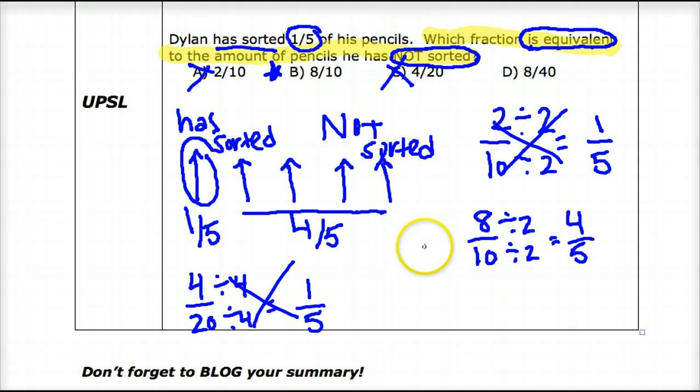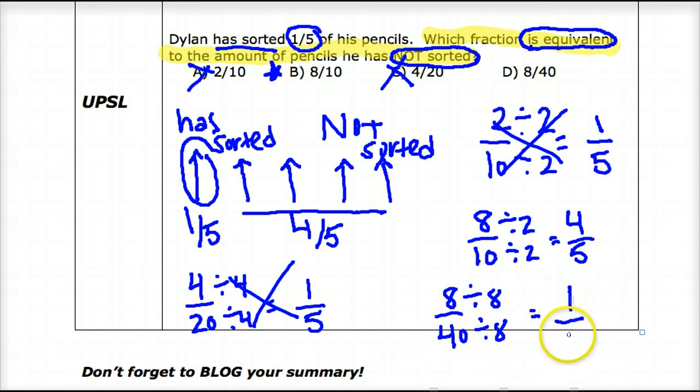And the last choice is 8/40. We know that we could divide 8/40 by 8. See that I'm dividing by the same number on top and bottom. 8 divided by 8 is 1. 40 divided by 8 is 5. Again, this one equals 1/5, which are the ones that have been sorted. So we know that D is automatically out, and we are left with our correct answer, B. 8/10 is equivalent to 4/5, the pencils that have not been sorted.